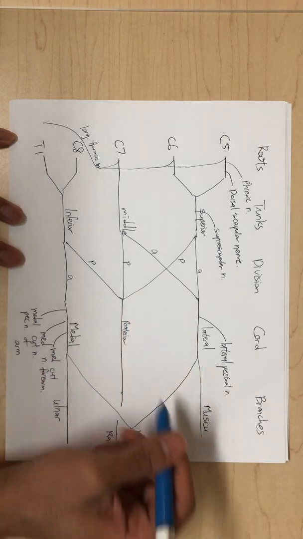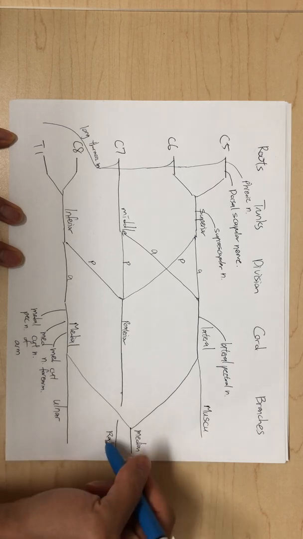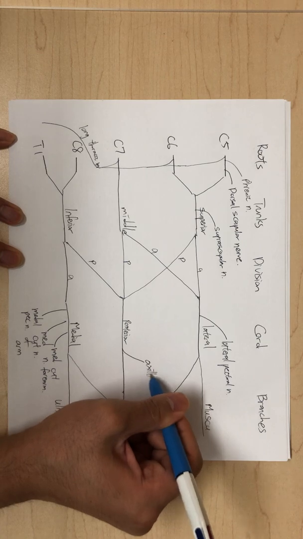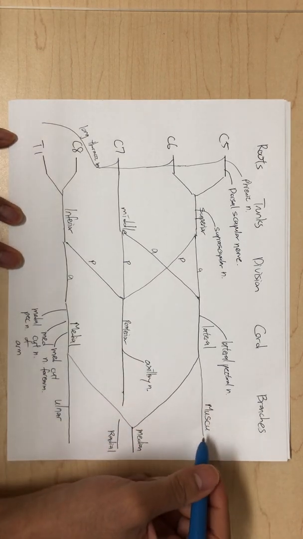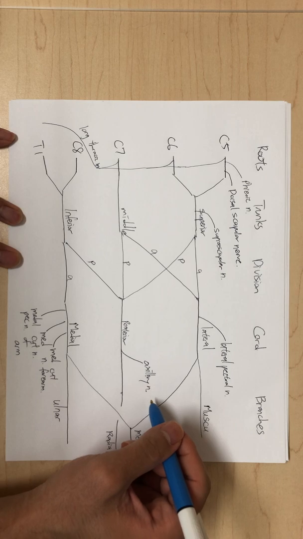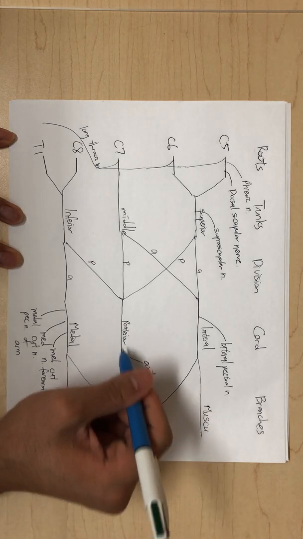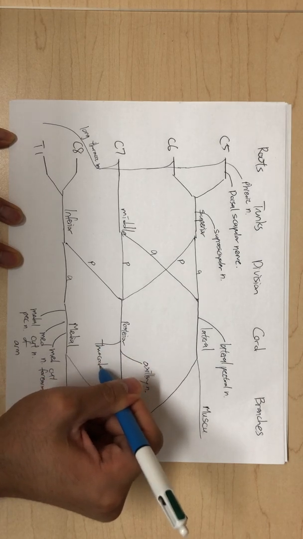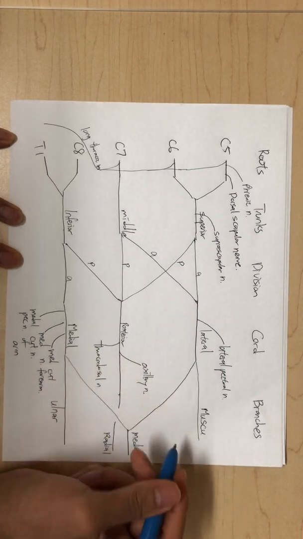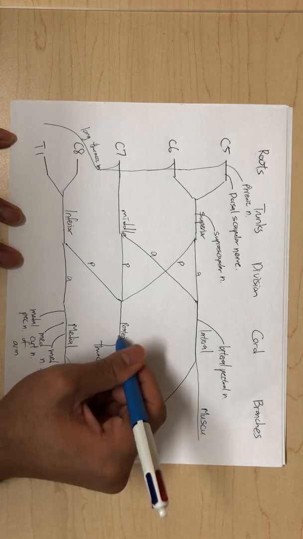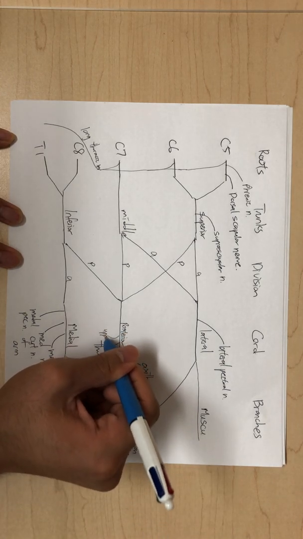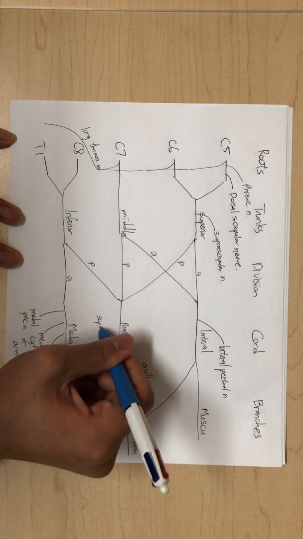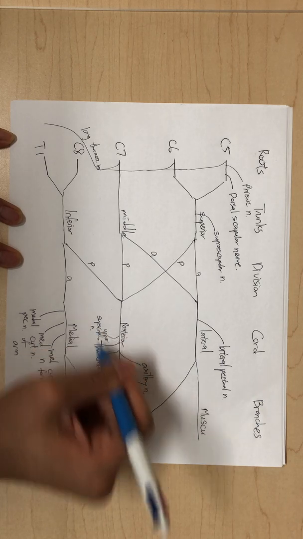Your posterior cord gives off a few branches in addition to the radial nerve. It gives off, importantly, the axillary nerve, which supplies the deltoid muscle as well as skin above the deltoid. You also have the thoracodorsal nerve, which goes to your latissimus dorsi, and you also have the upper and lower subscapular nerves, okay.